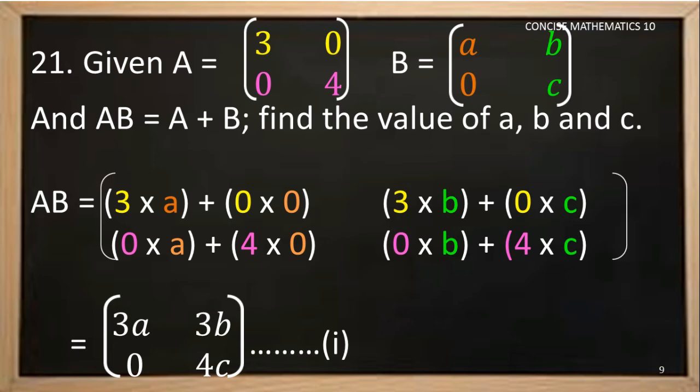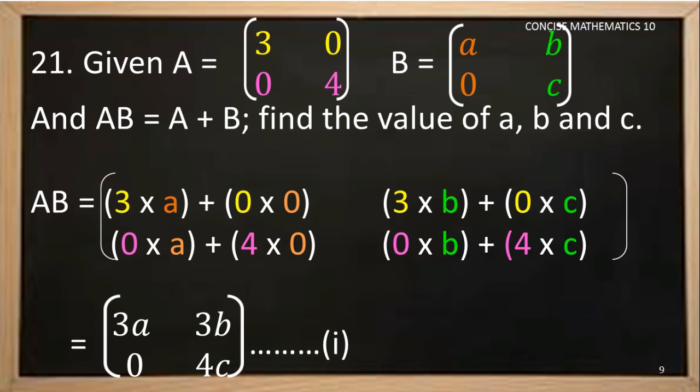Question number 21. Given A is equal to a matrix of order 2 by 2, B is equal to a matrix of order 2 by 2, it is said that AB is equal to A plus B. Find the values of a, b and c. AB is equal to A plus B. So in the first step, let us multiply matrix A with matrix B.